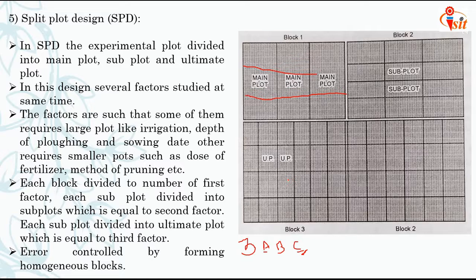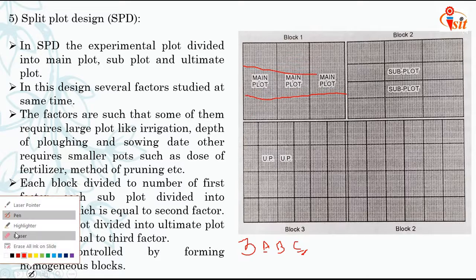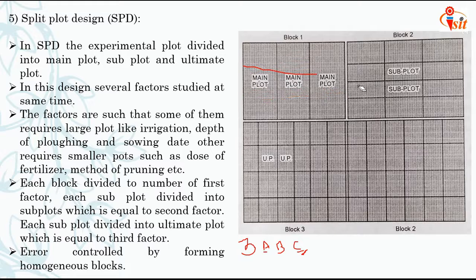So this is the arrangement of the split plot design, where two or more factors can be studied at the same time. Firstly, we have to divide a field into a main plot, then this main plot is again divided into a subplot, then the subplot is again divided into an ultimate plot. So how is the error controlled here? The error is controlled by making a homogeneous block. This is only for your understanding, students, how they draw these main plots, subplots and the ultimate plot.